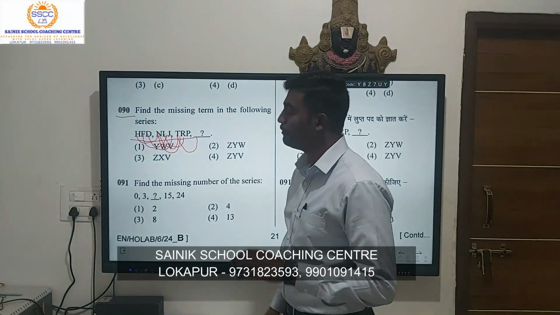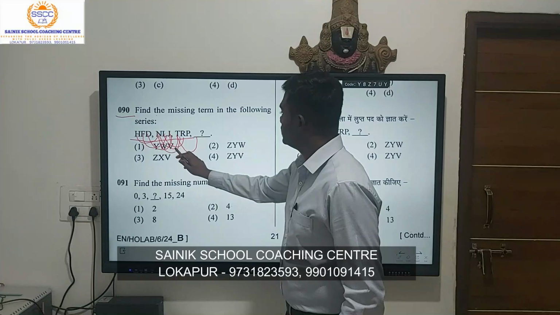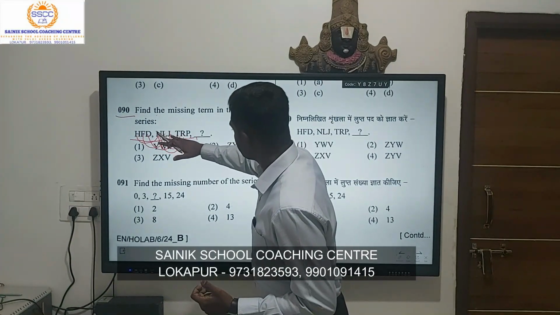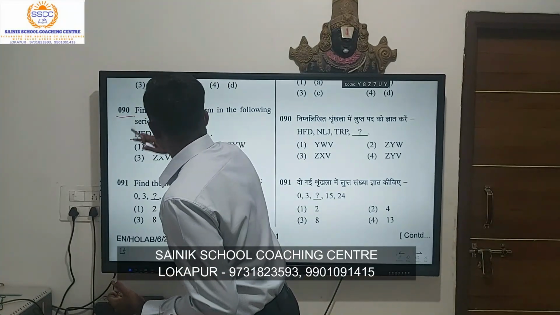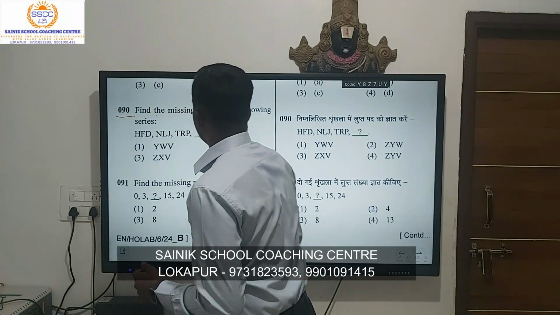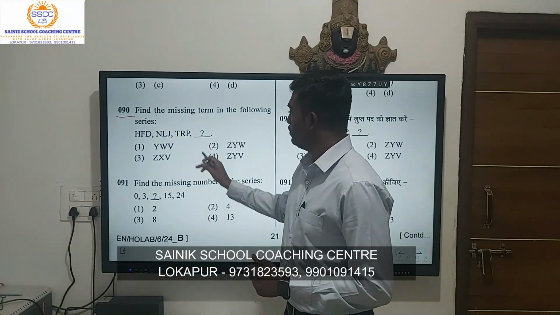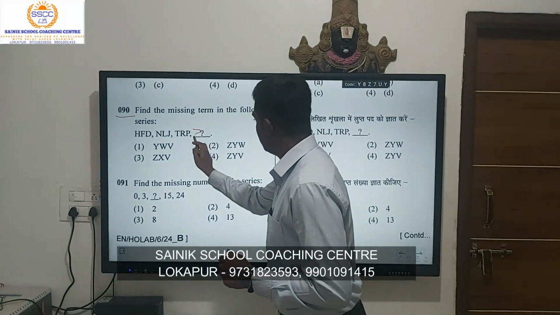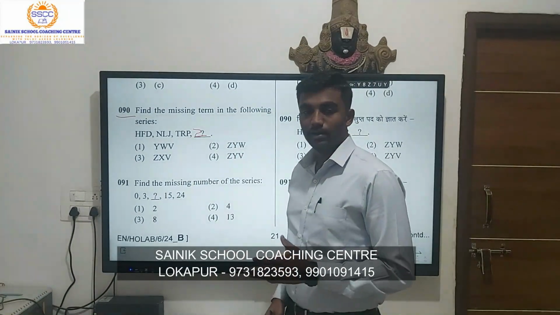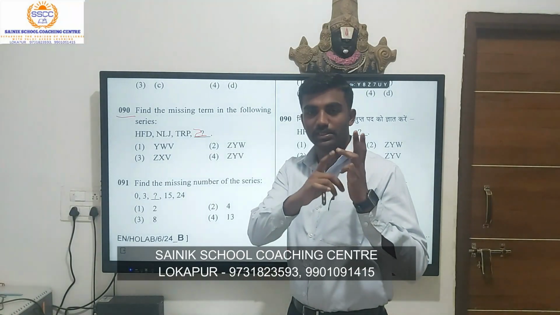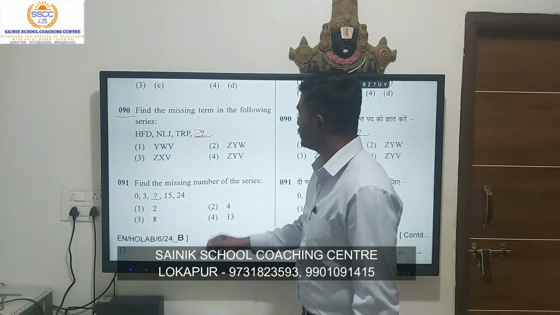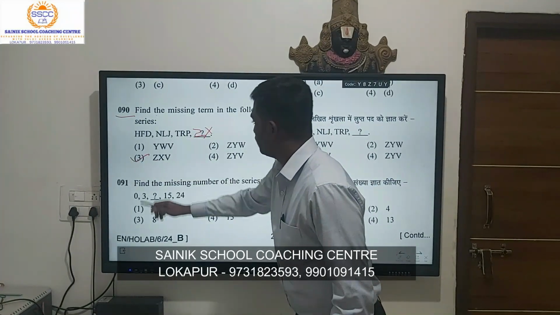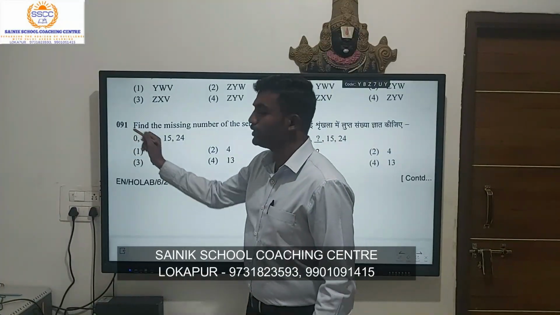From L to R we have 5 missing alphabets, and from J to P we have 5 missing alphabets. So now let's find what those missing alphabets are. From T, if we go 5 missing alphabets, that is Z. From R, if you miss R, S, T, U, V, W, that makes X, and where is the option? Z, X, V.